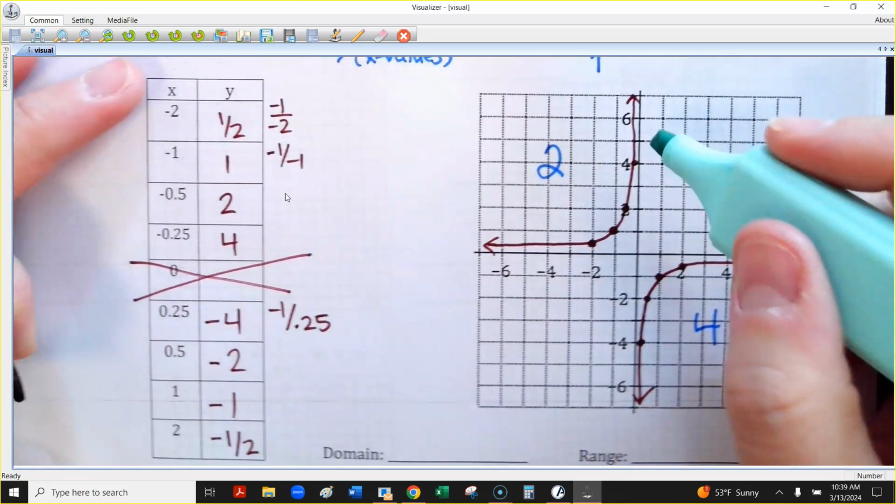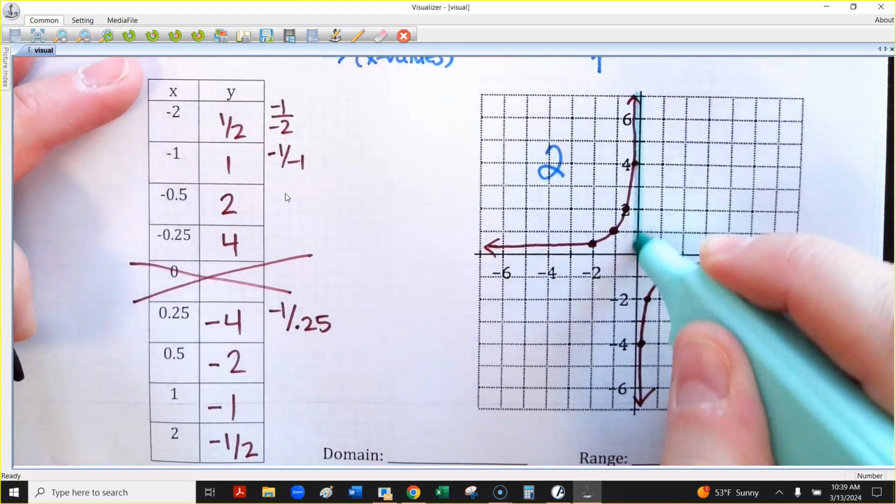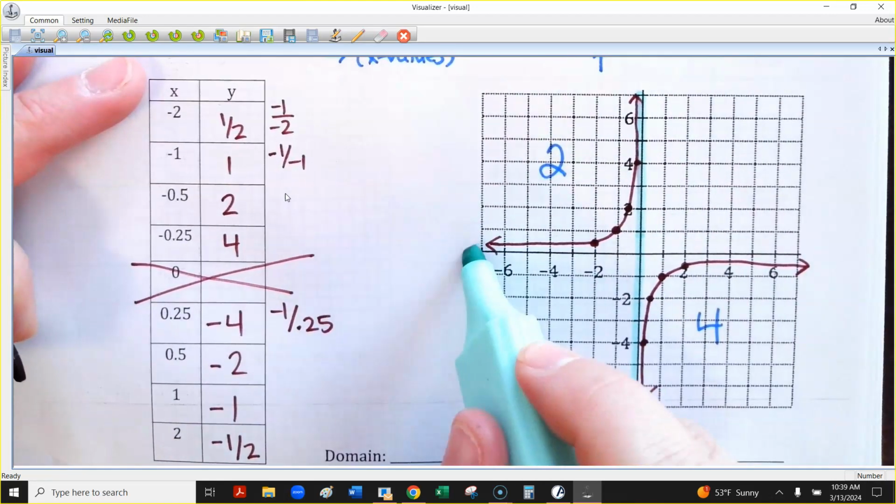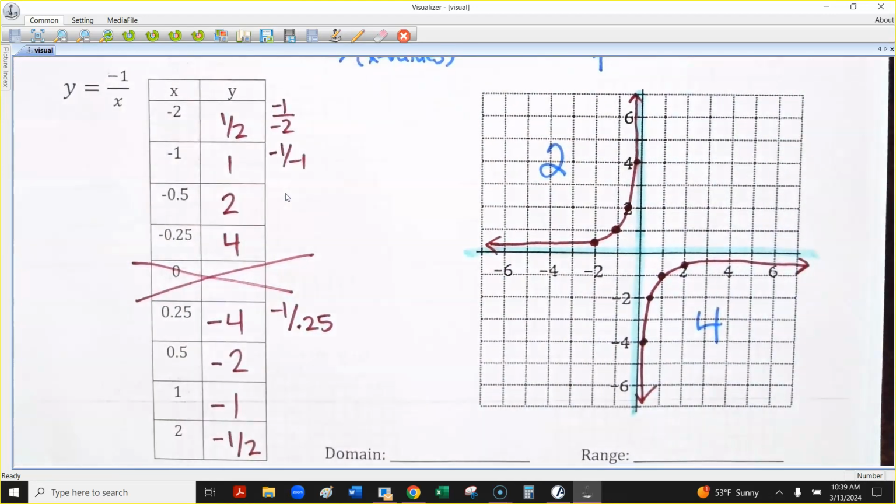So if you have a positive k value on the top of that fraction, then your branches are going to be in quadrants 1 and 3. If you have a negative number on top of it, it's going to be in quadrants 2 and 4. Okay. What would the domain for this graph be?